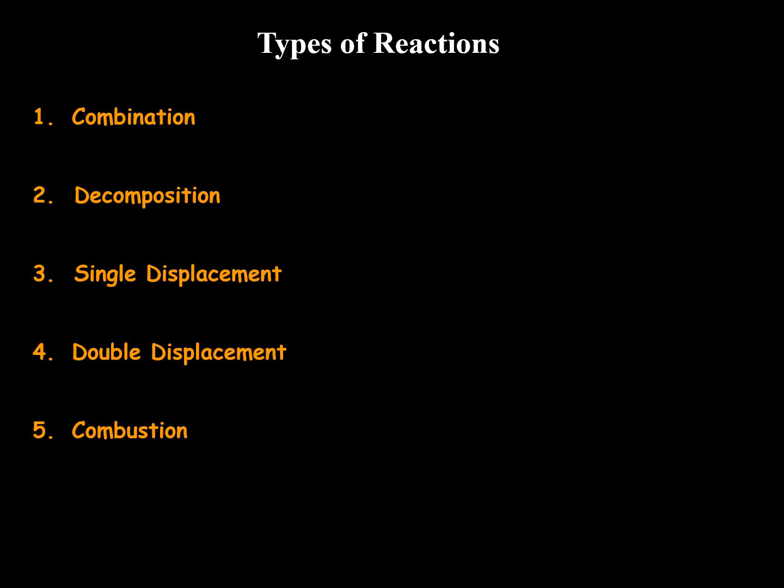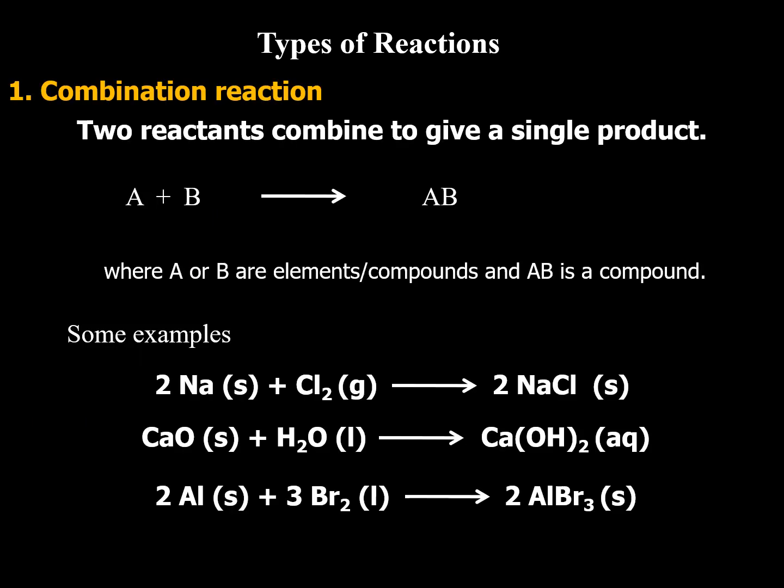So the third topic is types of reactions. There are 5 types: combination, decomposition, single displacement or single replacement, double displacement, and combustion. So combination, this is the generic formula where you have element A plus B gives you AB, 2 things combining, 2 reactants to combine to make one product.